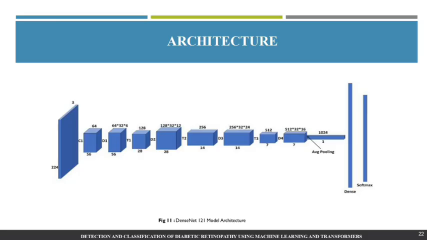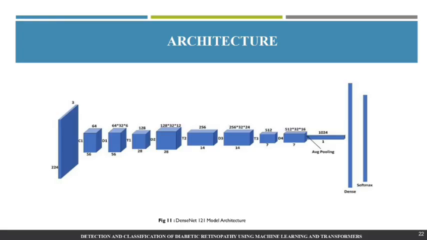This is the architecture of DenseNet121. DenseNet121 is a convolutional neural network with densely connected blocks, where each layer receives feature maps from all preceding layers, promoting feature reuse and strengthening informational flow.